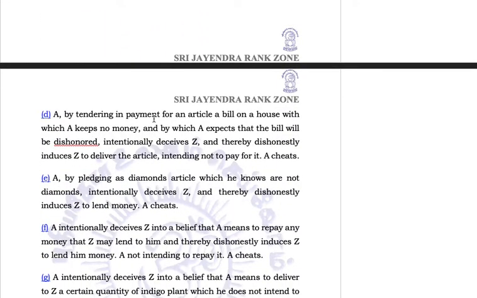A, by tendering in payment for an article a bill on a house with which A keeps no money, and by which A expects that the bill will be dishonored, intentionally deceives Z, and thereby dishonestly induces Z to deliver the article, intending not to pay for it. Okay.